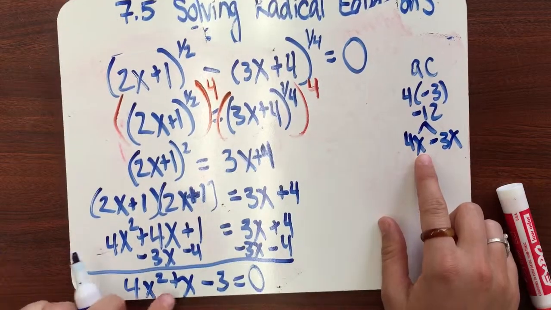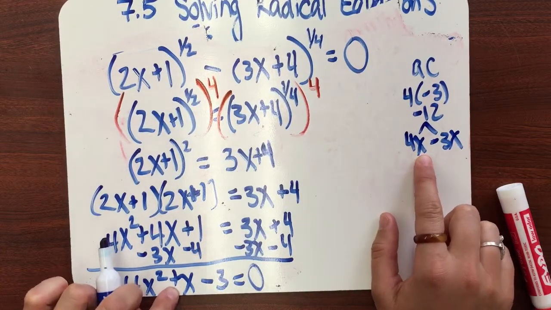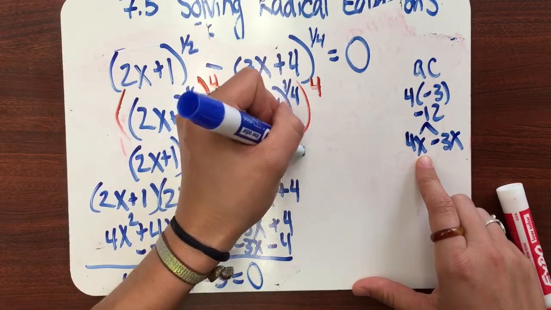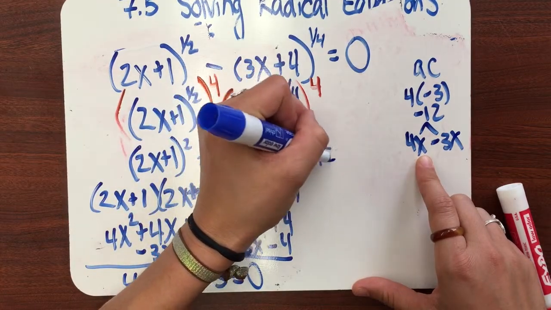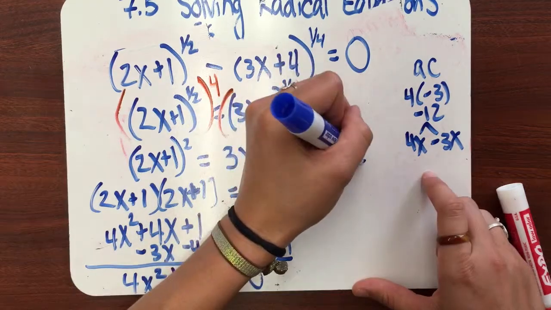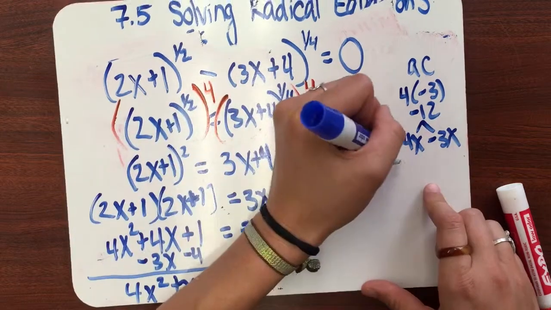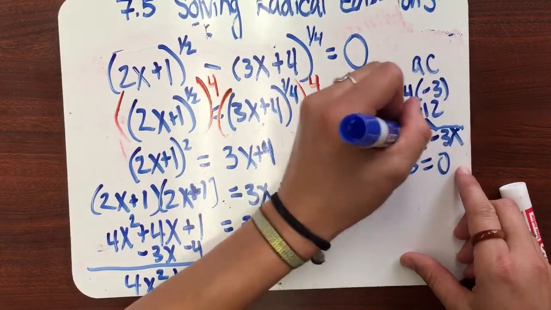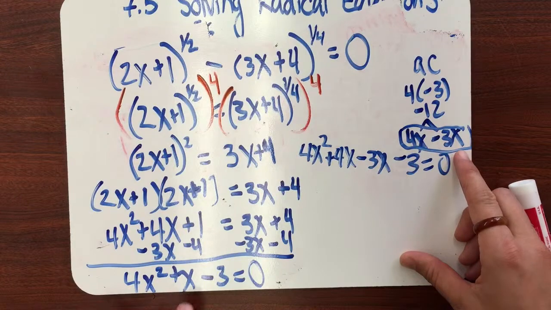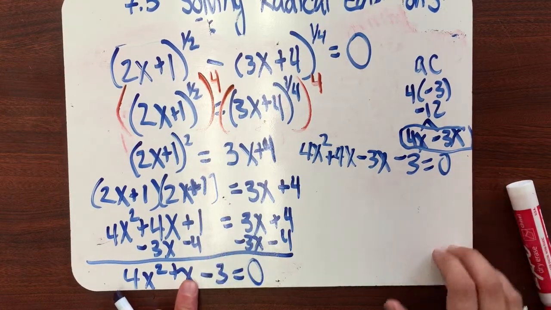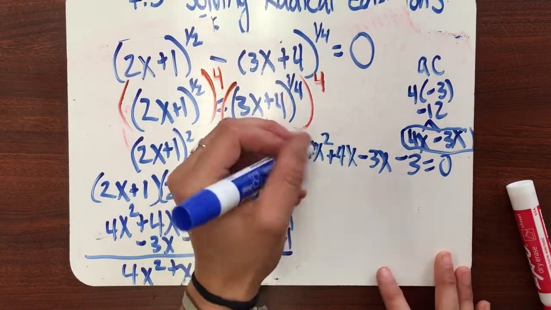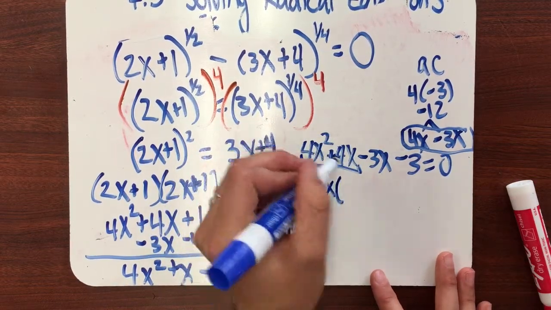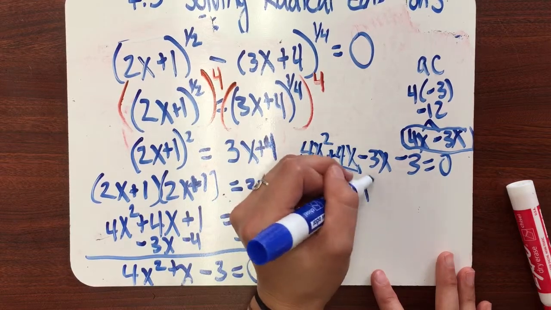So now we're going to replace this with our original bx term, 4x and negative 3x. So I get 4x squared plus 4x minus 3x minus 3 equals 0. So I just took this 4x minus 3x and replaced my x here. Okay, so now I take a look at the first two terms and I say, what can I take out? That's going to be a 4x. Then I'm left with an x plus 1 here.